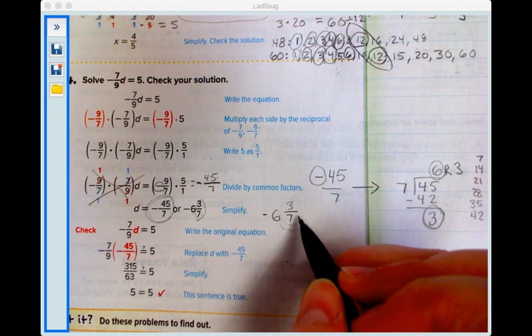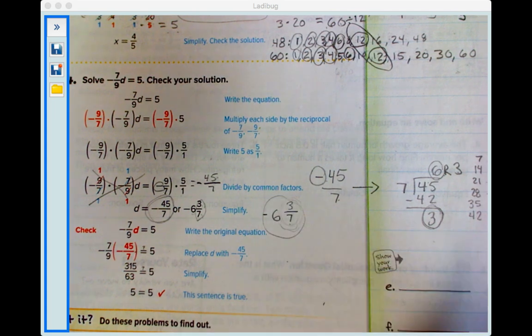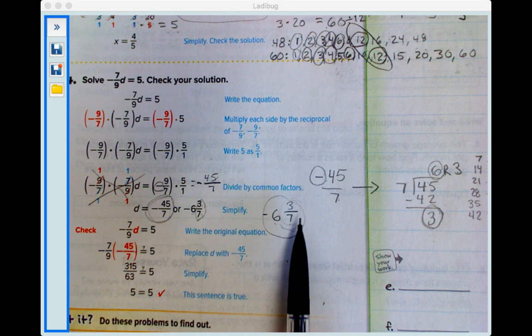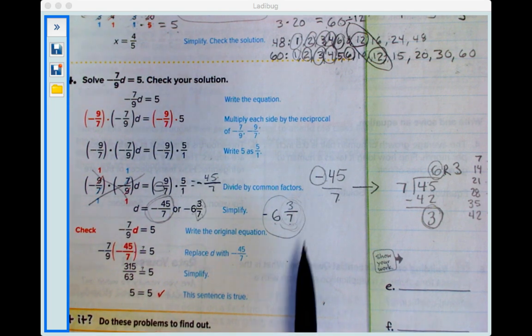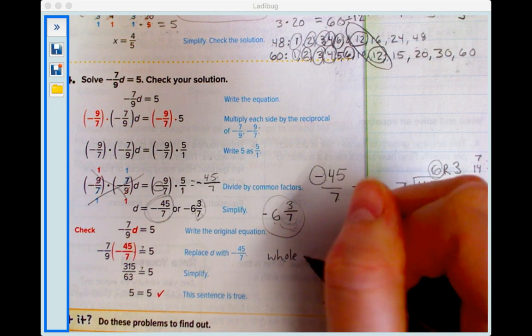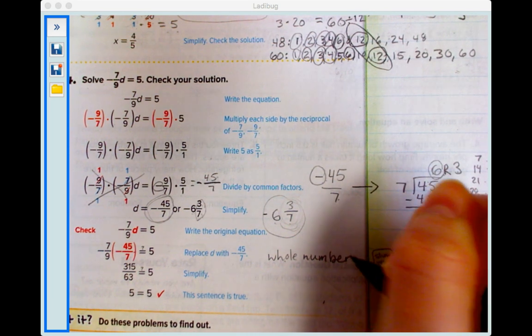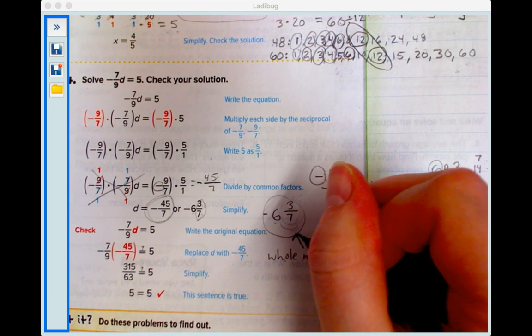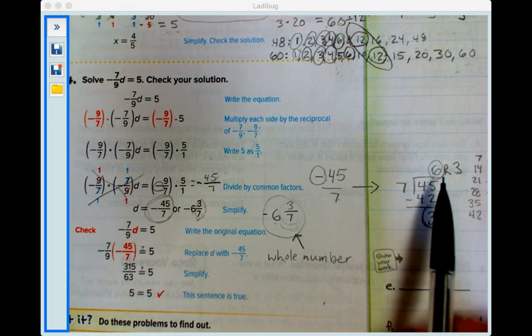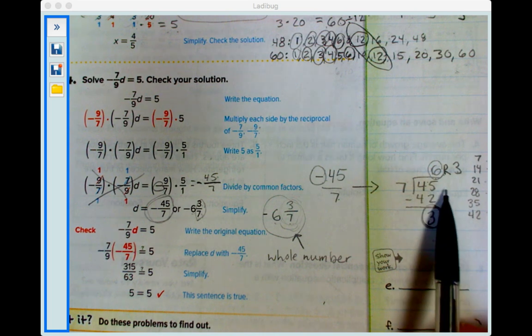This is also a mixed number. What we just made is called a mixed number because there's a whole number and a fraction in the same number. This is called a whole number. And you find it by dividing and not going on to find your decimal. You just do 6, remainder 3.